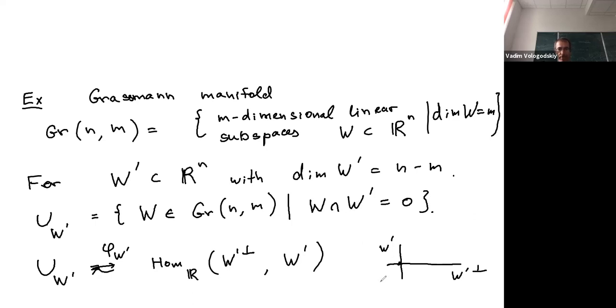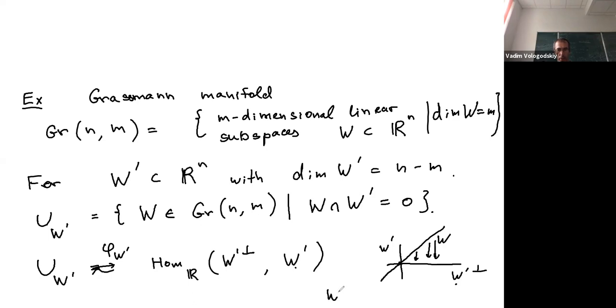So here is a picture. This is my W. And what I know is that this W does not intersect W prime. It means that this projection, the orthogonal projection, is an isomorphism of vector spaces. Or equivalently, it means that this W can be thought of as a graph of a linear map from this vector space to this vector space, right?